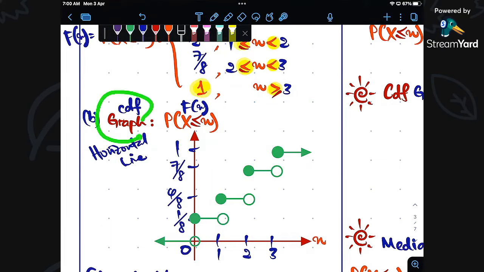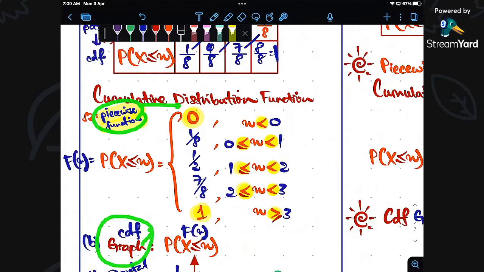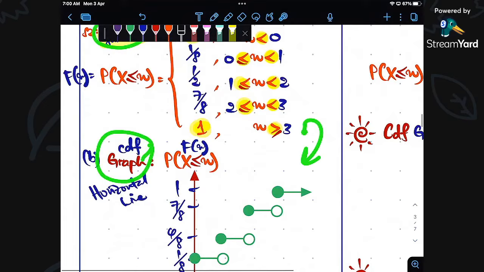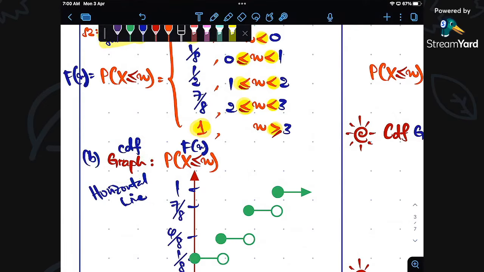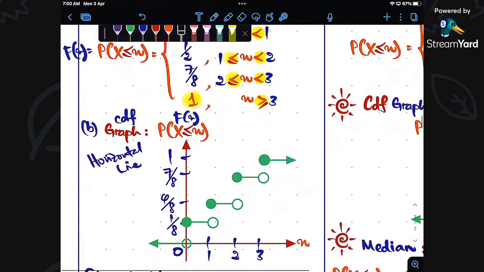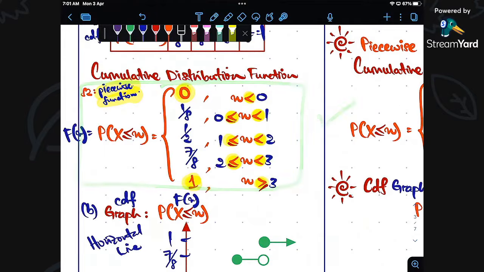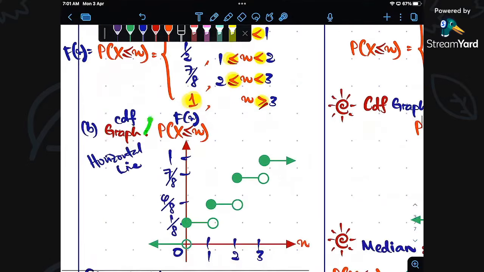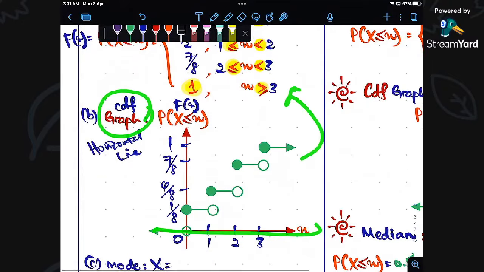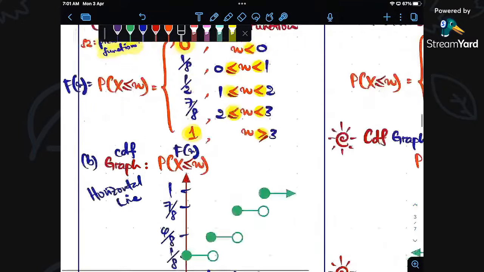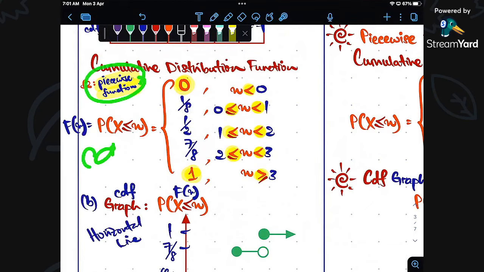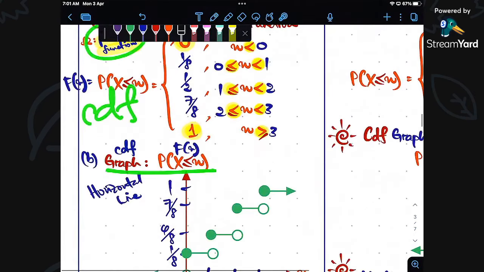So actually, the graph and the piecewise function of this CDF are connected and synchronized, so you won't go wrong, and you don't have to be afraid of it as long as you get this part right. If your piecewise is right, this is full mark, this is where the marks will be given to you. The graph refers to the piecewise function. So make sure you get the piecewise function of the CDF first, and then you get the graph.